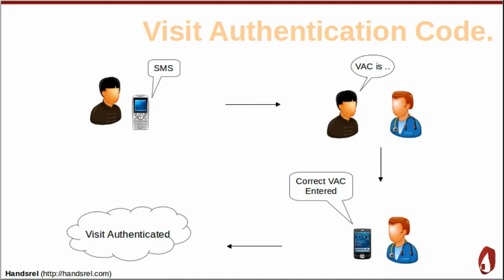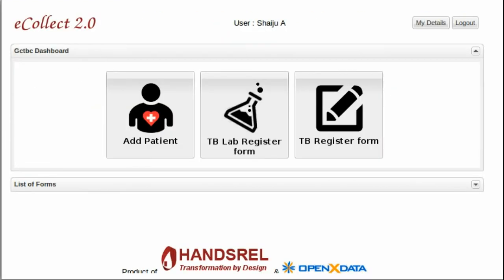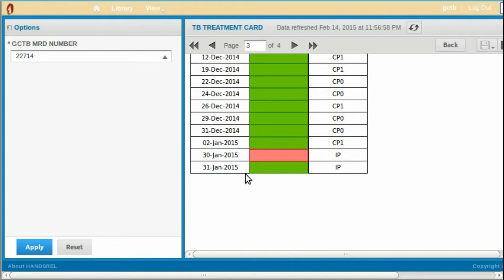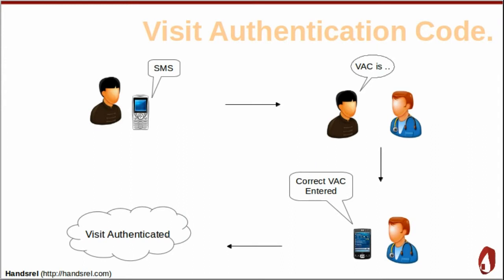So let me now move to the report. Here I have a report for a patient with the MRD number 22714, and as you can see, for today's date, which is 15th February, there's no data. There's no dosage information for that. So now I'll move to the emulator.